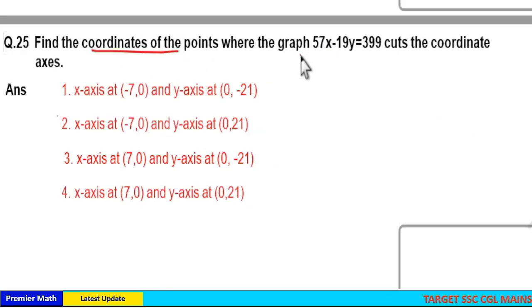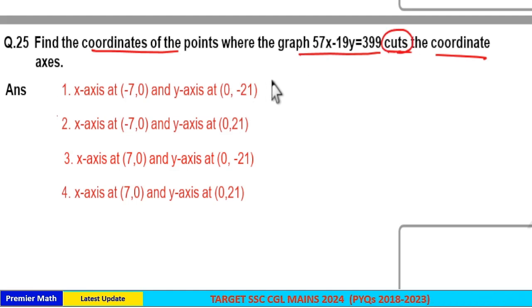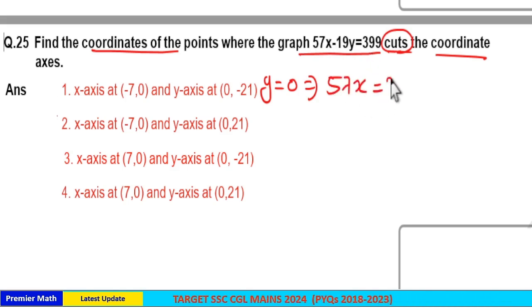Find the coordinate of the point where the graph 57x minus 19y equal to 399 cuts the coordinate axis. Here this graph cuts the coordinate axis at some values of x and y. To find the values, put y equal to 0 in this equation and find the value of x. When you put y as 0, 57x is equal to 399. 57 goes 7 times in 399. So when y is equal to 0, x is equal to 7.